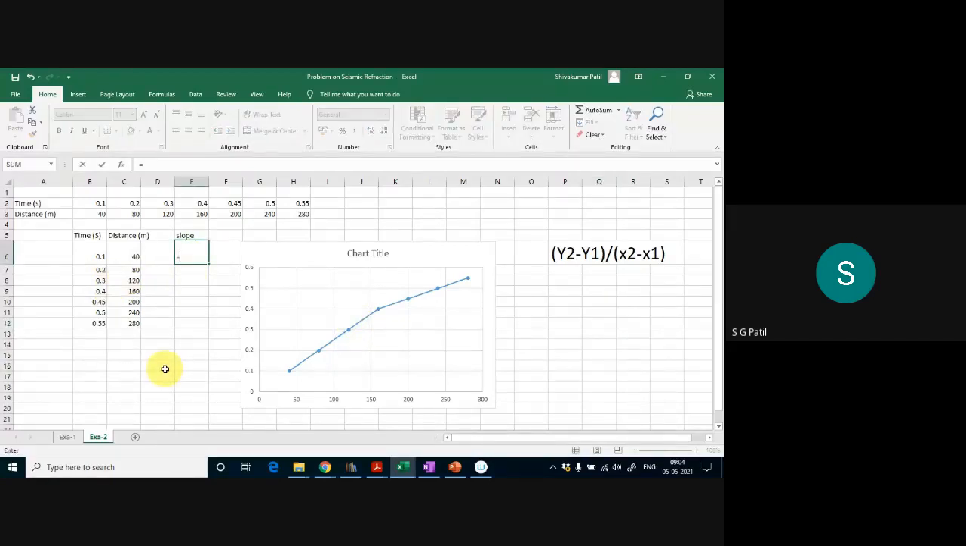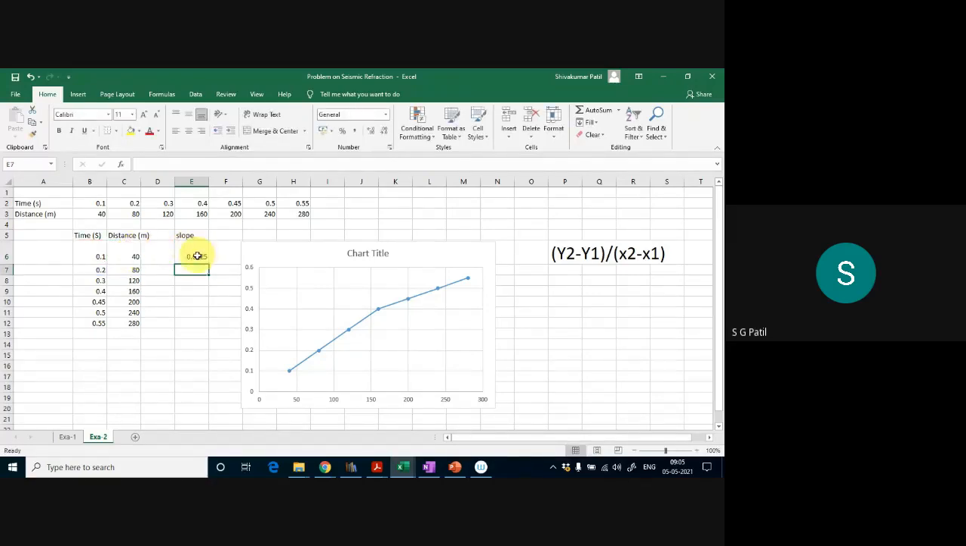This slope is nothing but y2 minus y1, where y2 is your time, divided by x2 minus x1.